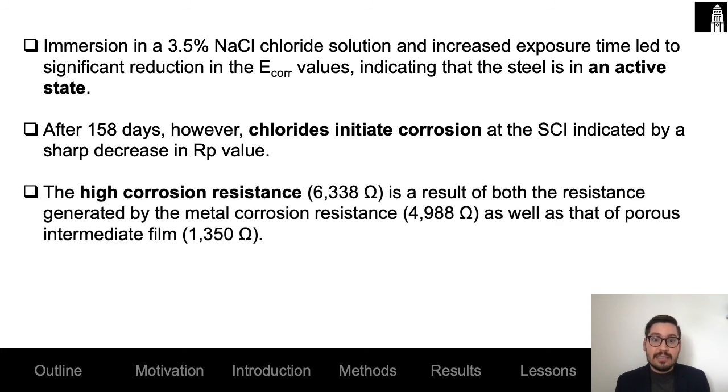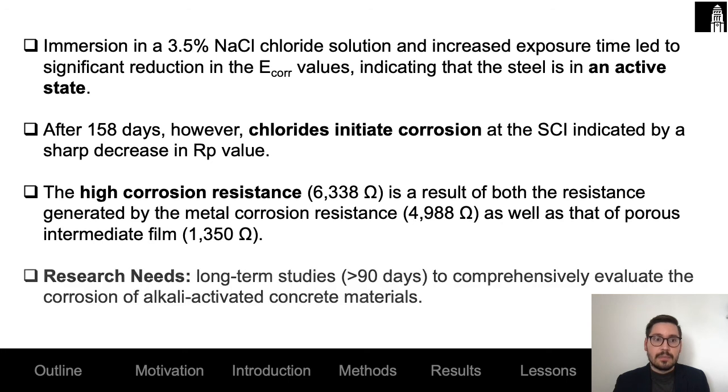Now, regarding this corrosion resistance, we have seen that EIS hypothesizes with our model that it is composed of two main things. First is the corrosion resistance of the working electrode, or the reinforcement bar, and the next is the impedance developed by the intermediate film at the surface of this working electrode. When we start to think about the outlook for research needs, we really need long-term studies above 90 days to comprehensively evaluate what is actually happening to the corrosion of embedded reinforcement in these alkali activated concrete materials.